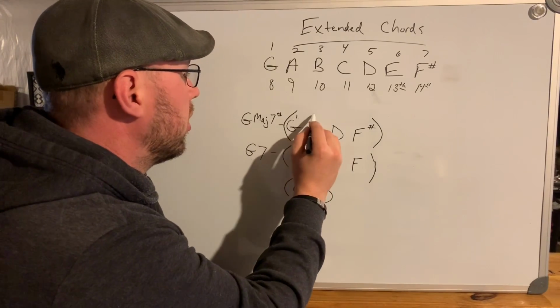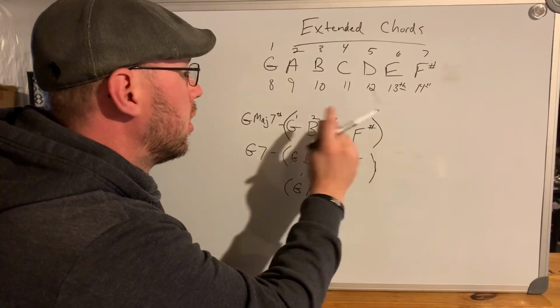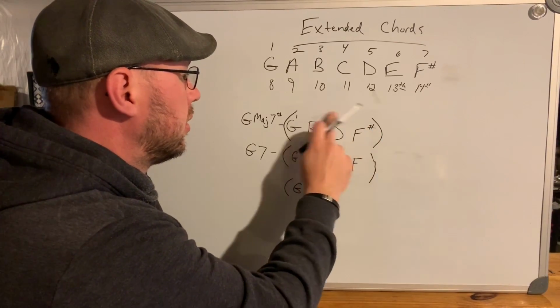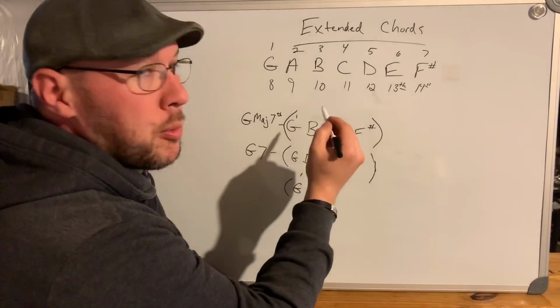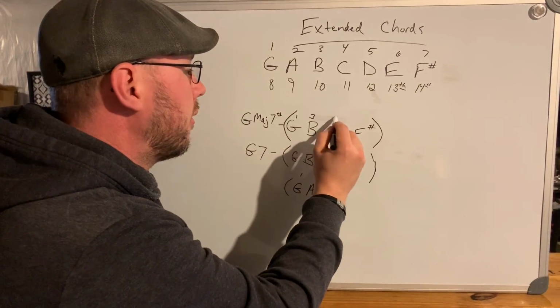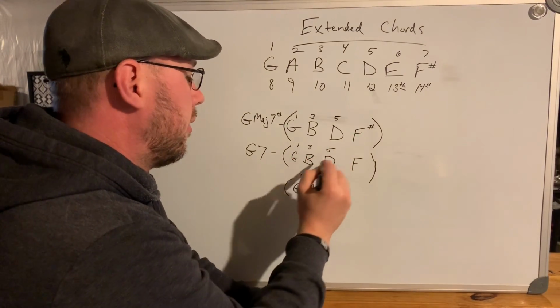I want to number these 1, 2, 3. Explain it properly to you here. 1, 3, 5.